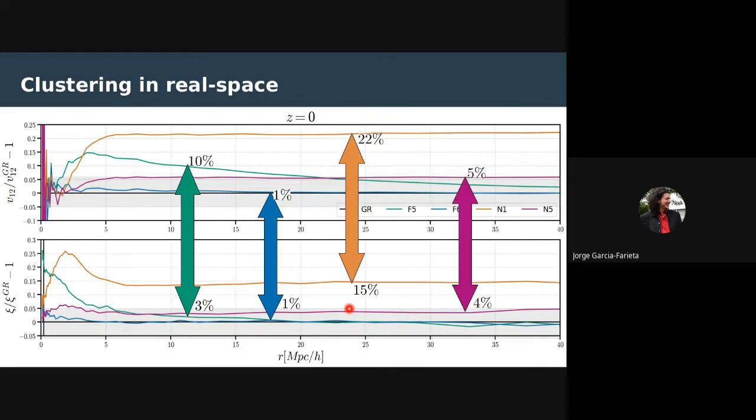The last one is the NDGP5, which behaves similarly to the NDGP1. It has a constant signal for both the velocity and the correlation function, but the amplitude is smaller, about 5%. The fact that the signal is quite constant can be related to the screening mechanism of this model. It's also important to note that for very small scales, below about 6 megaparsecs, we cannot trust those results, since they are out of the range of validity of halophyt.